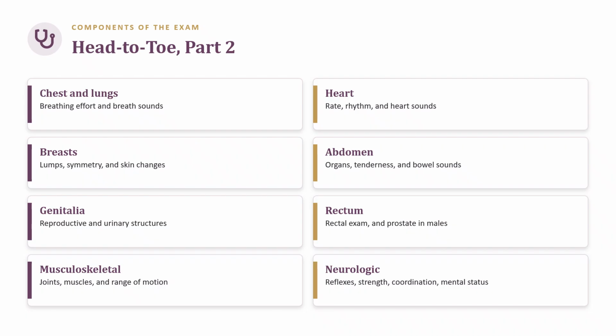The rectum is checked with a rectal exam, which in males also assesses the prostate. The musculoskeletal system is evaluated for the joints, muscles, and range of motion. And the neurologic exam is checked for reflexes, strength, coordination, and mental status.